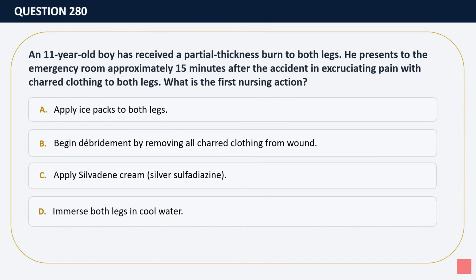Question 280. An 11-year-old boy has received a partial thickness burn to both legs. He presents to the emergency room approximately 15 minutes after the accident in excruciating pain with charred clothing to both legs. What is the first nursing action? A. Apply ice packs to both legs. B. Begin debridement by removing all charred clothing from wound. C. Apply Silvadene cream, silver sulfadiazine. D. Immerse both legs in cool water.